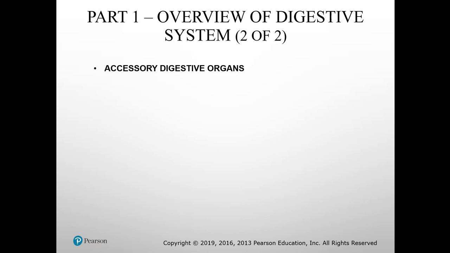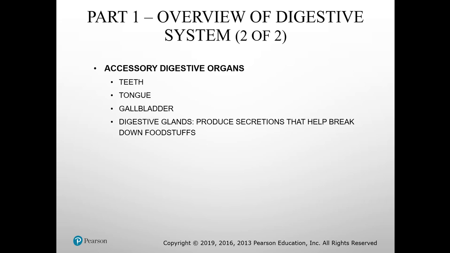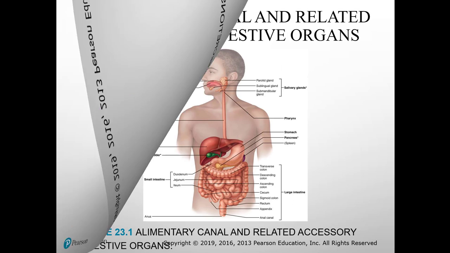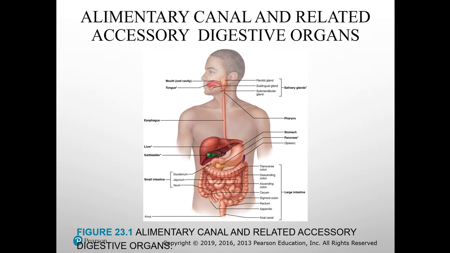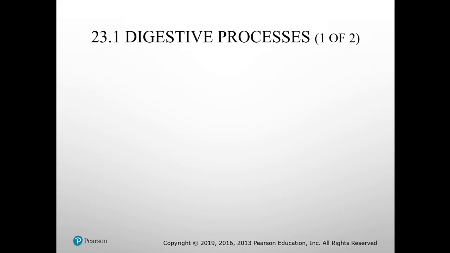Then you also have the digestive organs. The digestive organs will be your teeth, your tongue, gallbladder, and your digestive glands. These are the ones that produce secretions that help break down foodstuff: your salivary glands, your liver, your pancreas, and pretty much the cells that are involved in each of the accessory organs. And here's a good picture of it. I think you are already involved in the lab in studying the parts of the digestive organs.